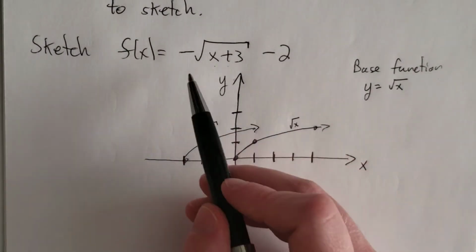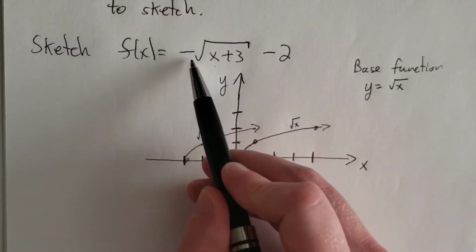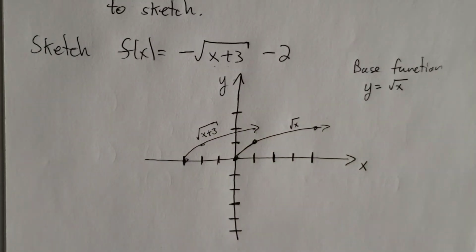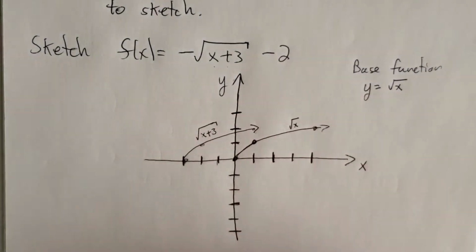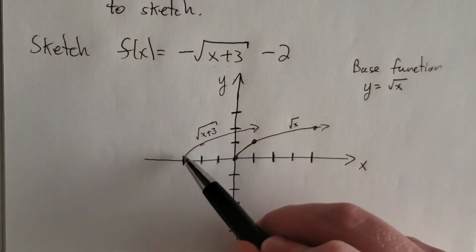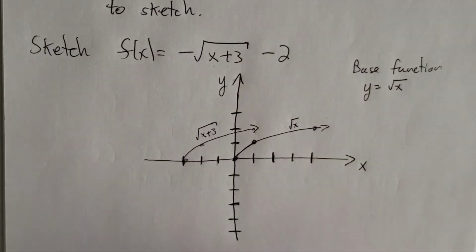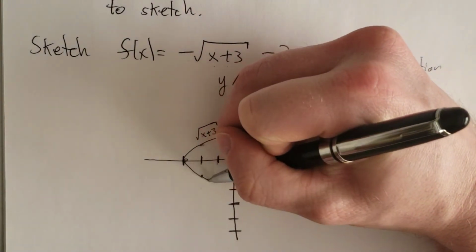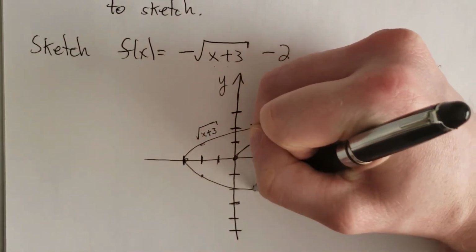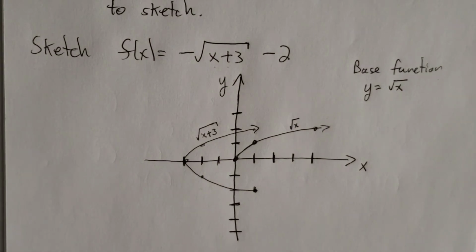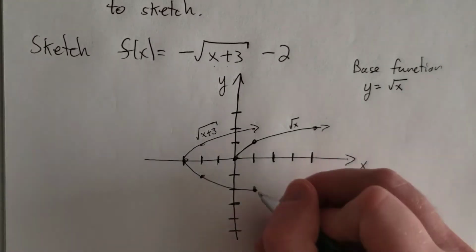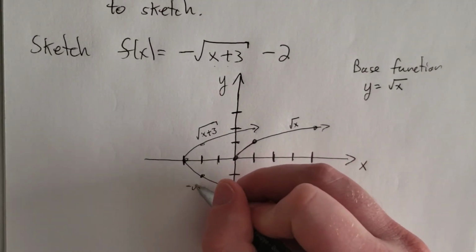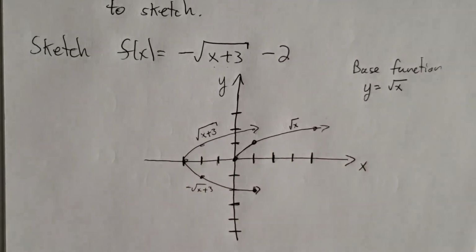Then what's the next thing that happens? So the next thing is we multiply this by a -1. That is a reflection through the x-axis. Right? We flip it down. So we take this previous graph that we just wrote down, the square root of x plus 3, and we want to reflect that through the x-axis. So this right here is the negative square root of x plus 3.